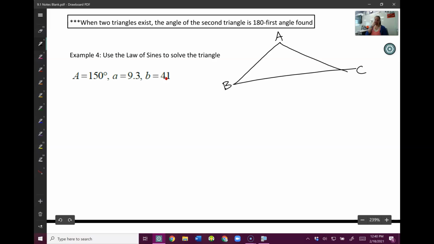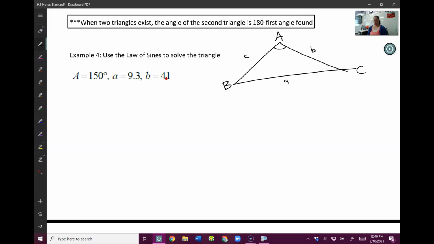Now I called that one A because if you look at angle A, it's pretty big. So if this is big A, go across, that's going to be little a. If this is big B, go across, that's going to be little b. And this is big C, so go across, that's little c.